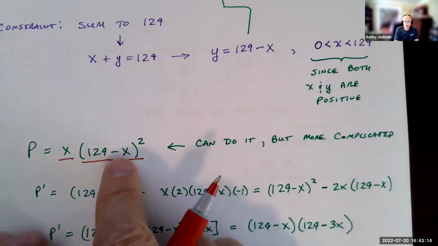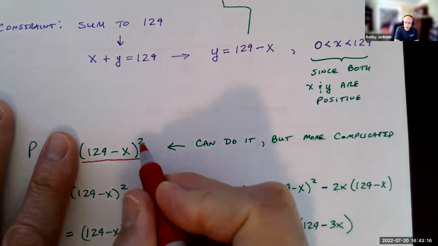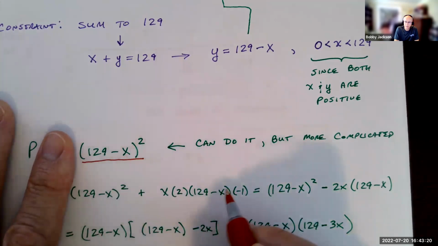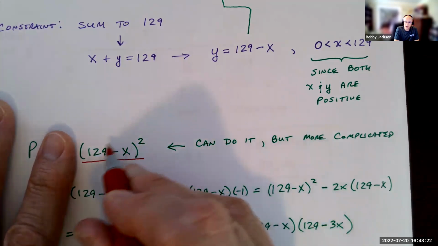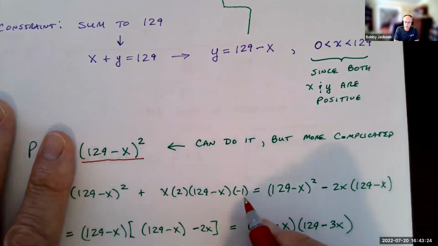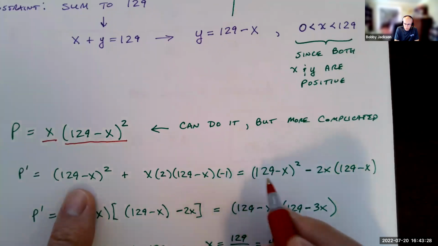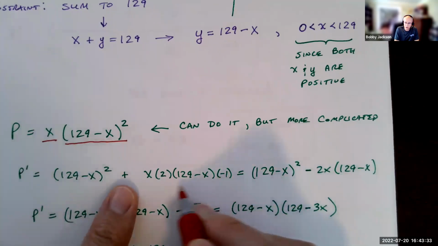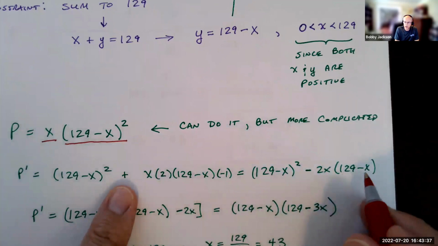And then x times the derivative of this. Well, this is by the chain rule. I bring the 2 down in front, 129 minus x to the first power, times the derivative of the inner function. And the derivative of the inner function is -1. So this is by the chain rule. Cleaning this up, I've got this first term, and the second is minus, because this -1 will come up, -2x times 129 minus x.